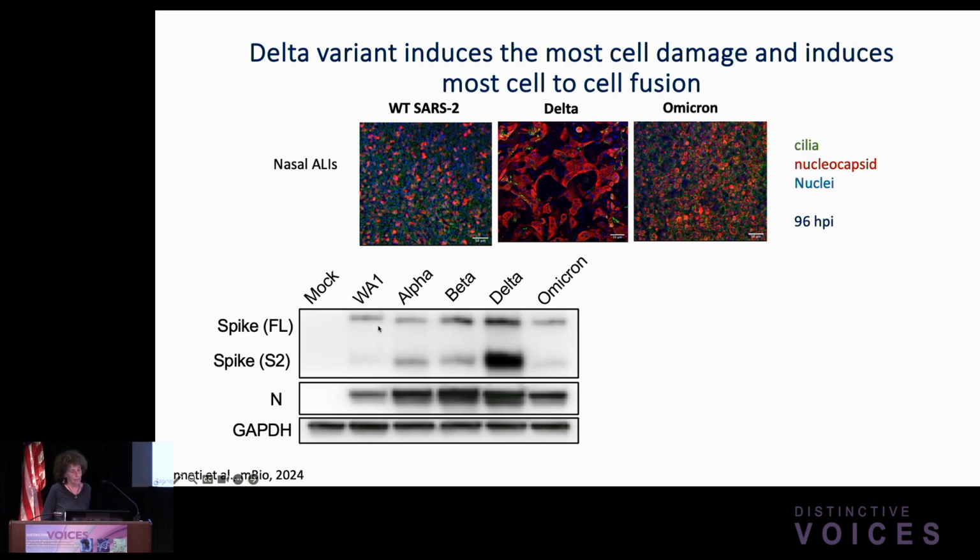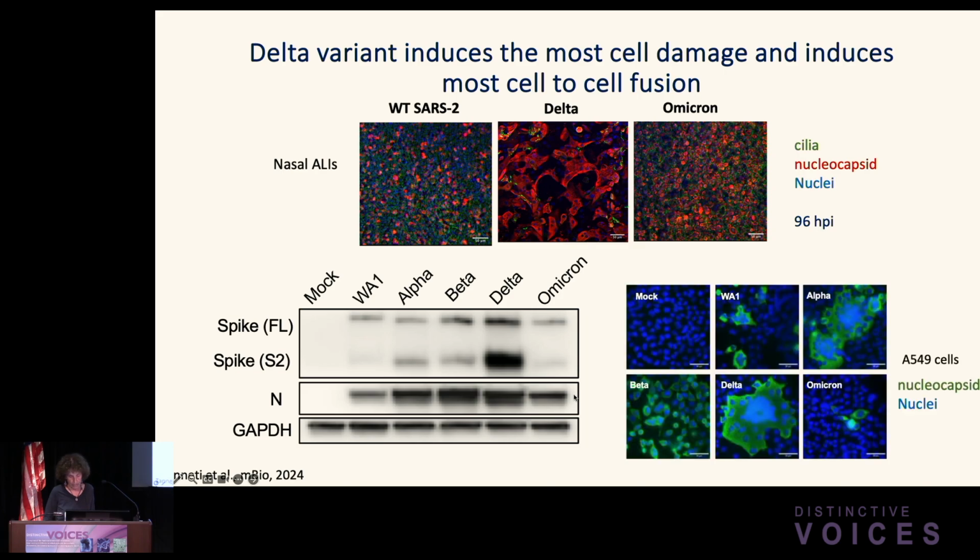I talked a lot about cleavage, but these are called polyacrylamide gels. And basically, they separate proteins by different sizes. And this top here, at full length, this is the spike protein before it's cleaved. And this S2 is the spike protein cleaved. So we can see that Delta has the most cleaved versus uncleaved spike protein. So it's cleaved really well, causes the most destructive infection. Omicron is less cleaved, and the same for all the other viruses. This is just the nucleocapsid protein, just to show that there's infection there.